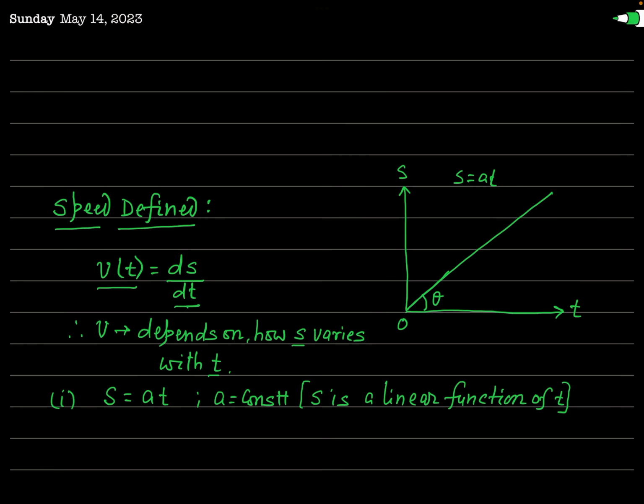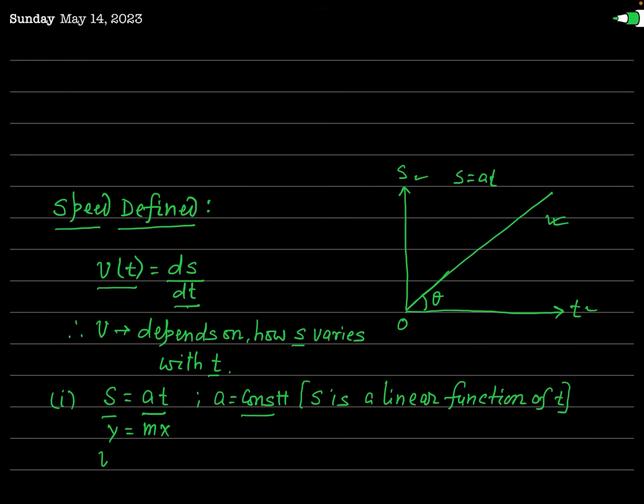Okay. And to explain this fact, let us consider an example: s is equal to at, where a is a constant. When you say s equal to at, this equation is analogous to y equal to mx, which represents a straight line passing through the origin. So you can say that here the distance function is varying linearly with time t. In this condition, if you plot s against t, the graphical plot will be a straight line, as I have shown in this figure.